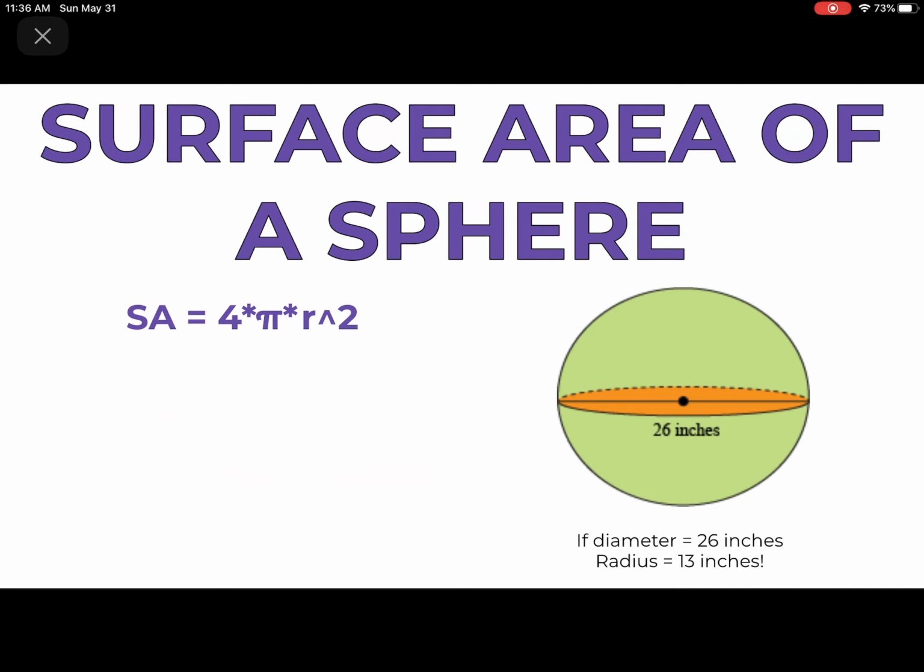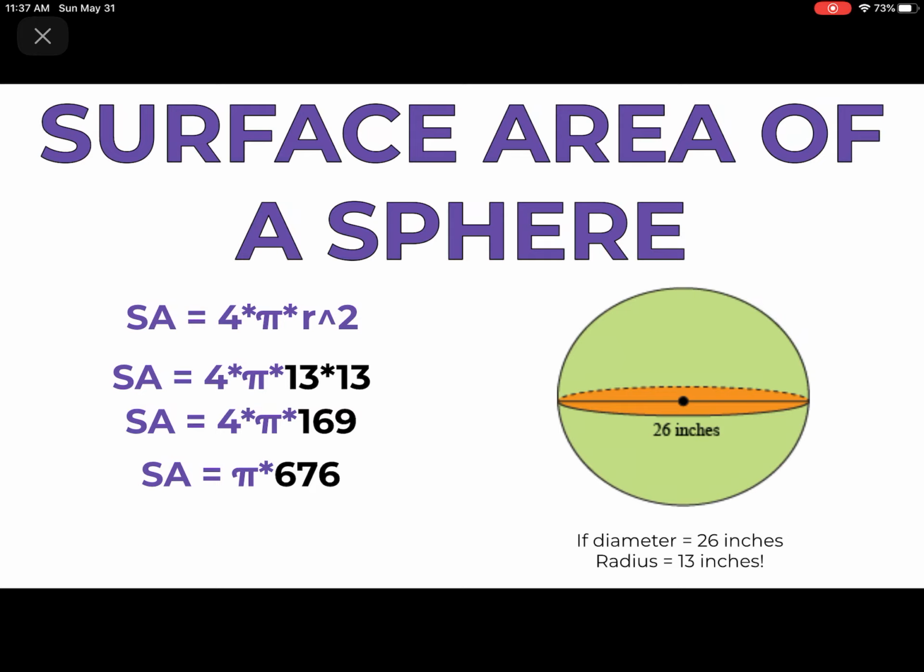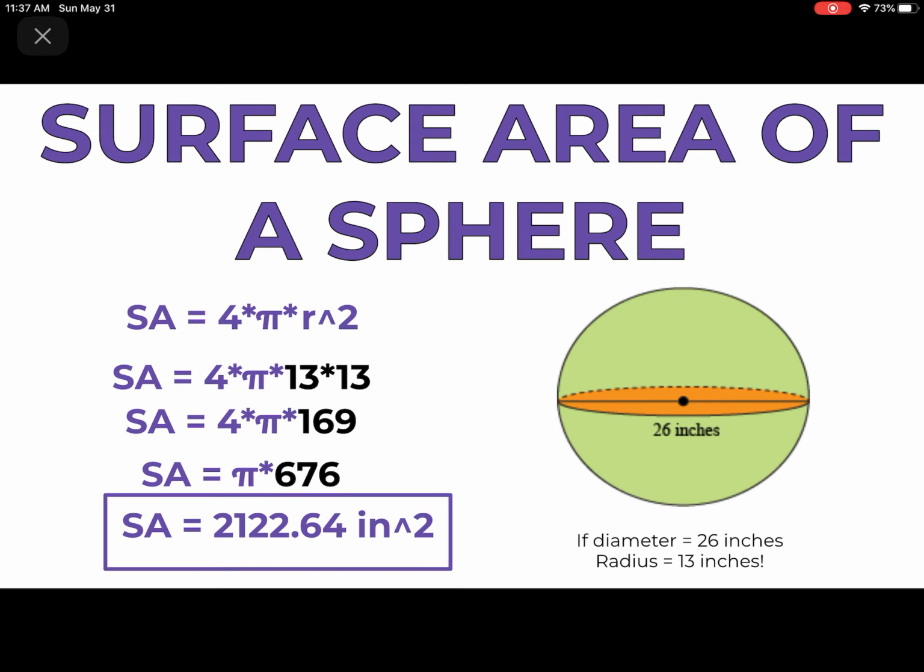Okay? Another example. Our diameter is 26 inches. Since that is the diameter, our radius is going to be half of that, so the radius is 13. I'm going to plug in my 13s for r squared. 13 times 13 is 169, so I have 4 pi times 169. 4 times 169 is going to give us 676 pi. And since this is in inches, we're going to end up with 2,122.64 inches squared. Make sure we're rounding to the hundredths place, okay? Nice, easy, simple.